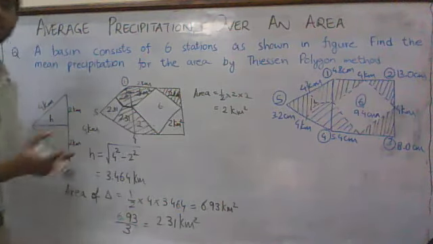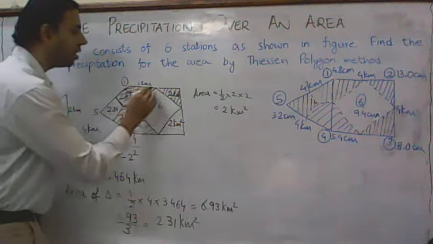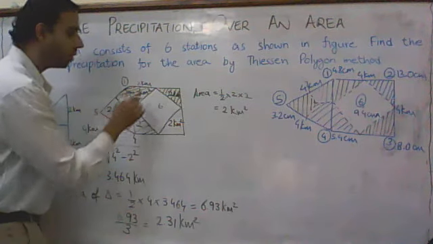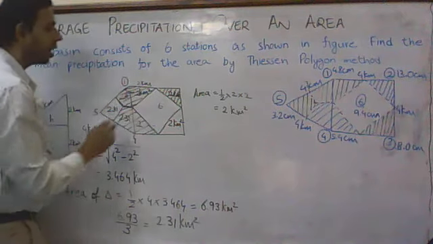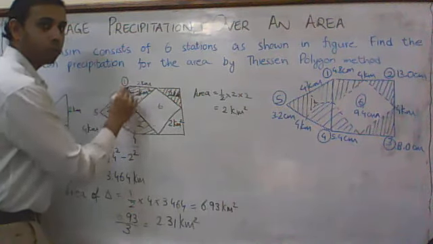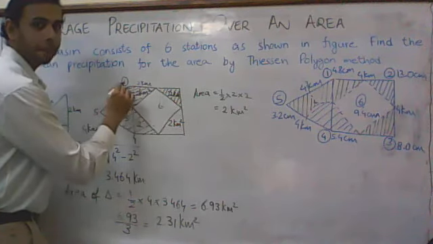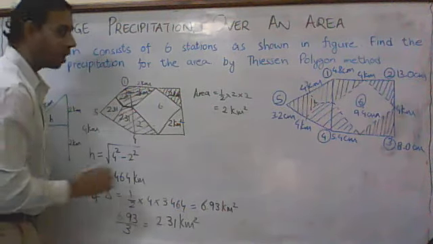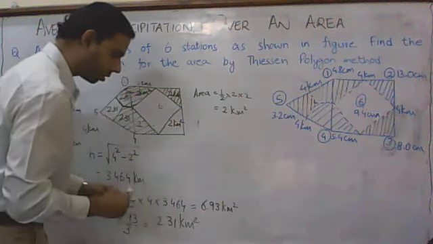This is also a square. Do we know the side of the square? We don't know, but we can calculate it. If we know the side of the square, then we can easily calculate the area. This side is 2 kilometer and this side is also 2 kilometer. This will become the hypotenuse of this right angle triangle. What will be the value of the hypotenuse?